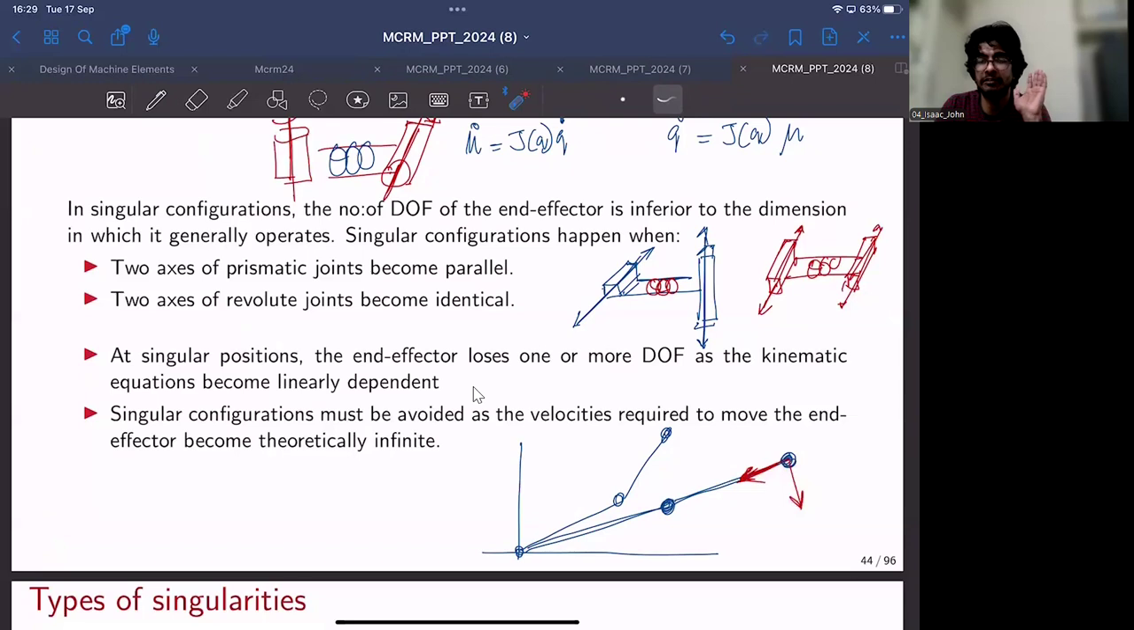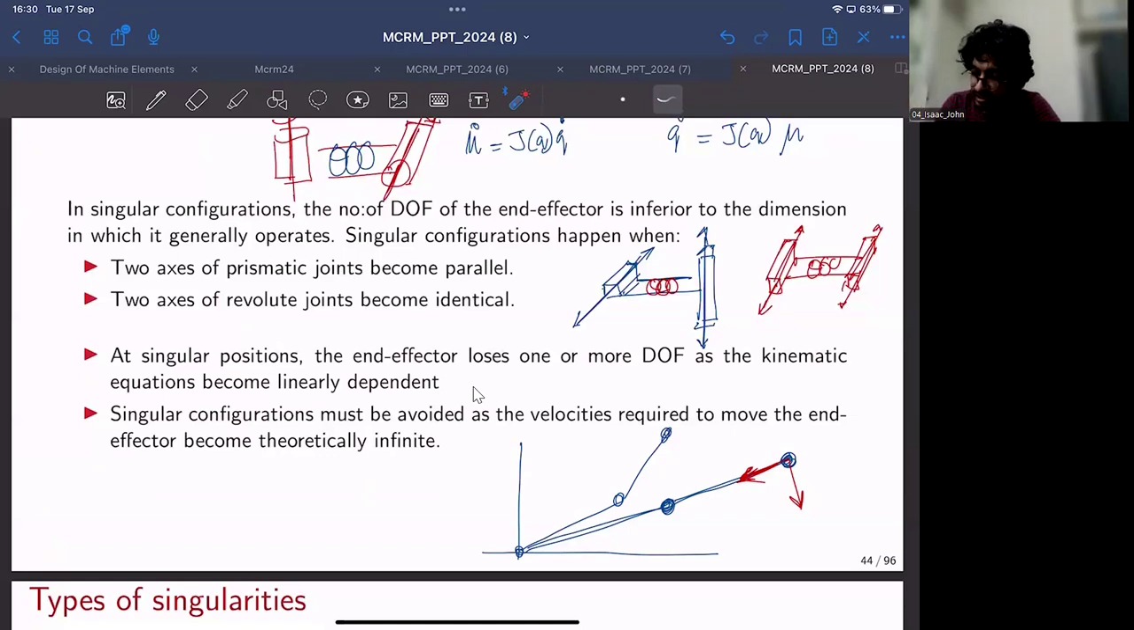And you can actually verify this fact by fully extending your arm. If you fully extend your arm and try to push your arm parallel to your full arm, it's very impossible to move like that, right? So that is a singular configuration.